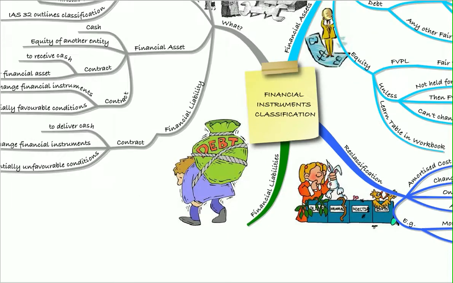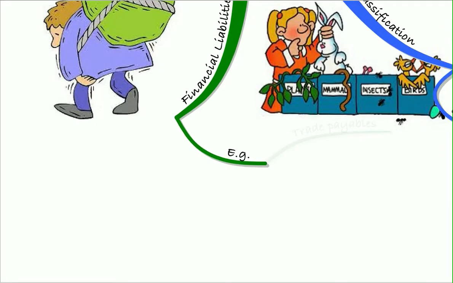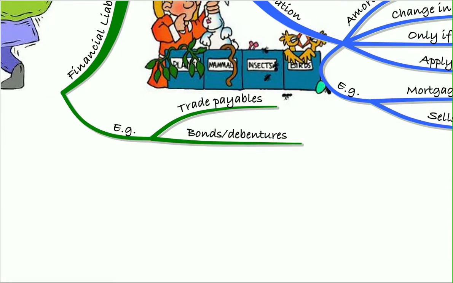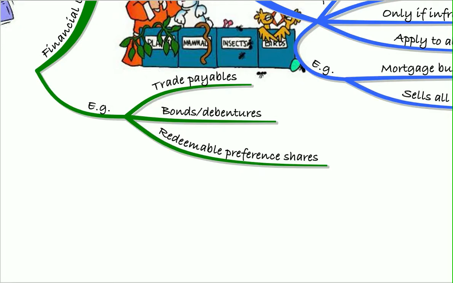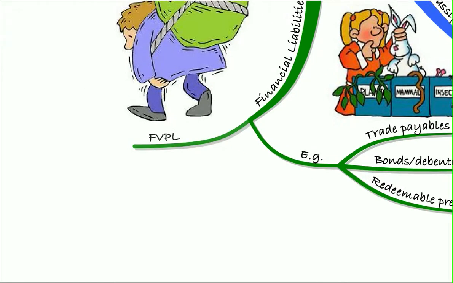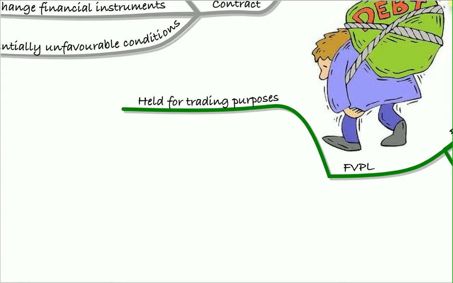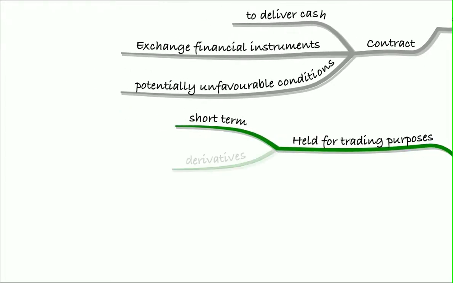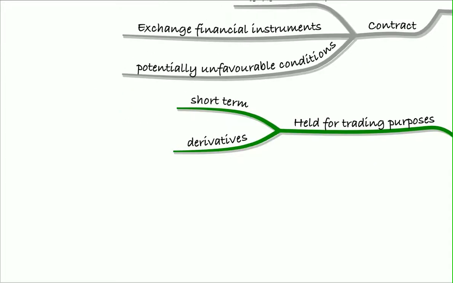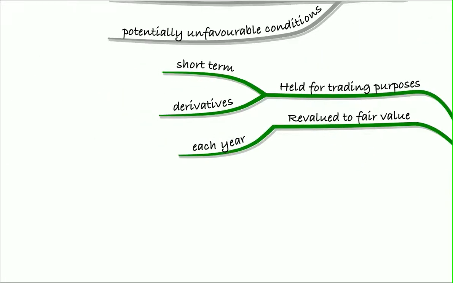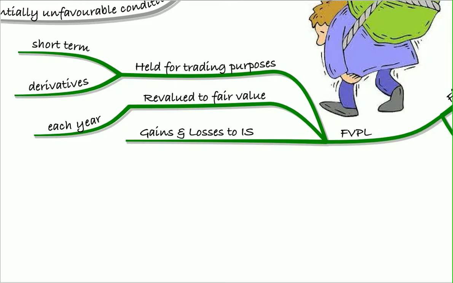Financial liabilities, remember, these will be things like trade payables, bonds and debentures that we have issued to raise capital, or redeemable preference shares that we have issued to raise capital. They could be held at fair value through profit and loss if they're held for trading purposes. This will really only be short-term things like derivatives, options, futures, those sorts of things that we're making a loss on. If we're holding them for trading purposes, we're making a loss, there'll be a liability, fair value through profit and loss. Revalue them to fair value each year, and the gain or loss goes to the income statement.